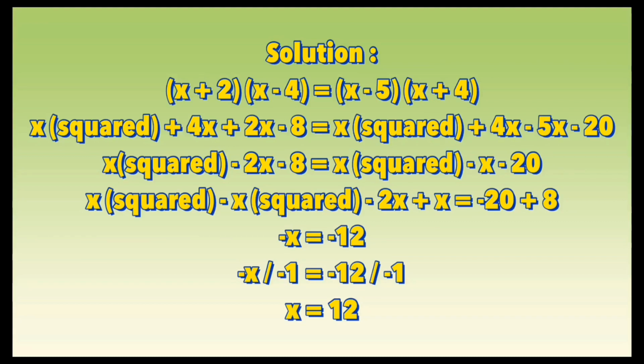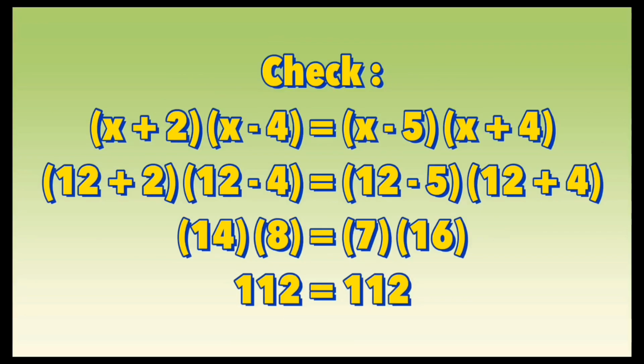And the next step is to simplify again. x squared minus x squared equals 0. Negative 2x plus x equals negative x. Then negative 20 plus 8 equals negative 12. Since we have negative x, we're going to divide both sides of the equation by negative 1. That's why negative x divided by negative 1 equals positive x, and negative 12 divided by negative 1 equals positive 12. And then the next thing we have to do is to check if the result is correct.